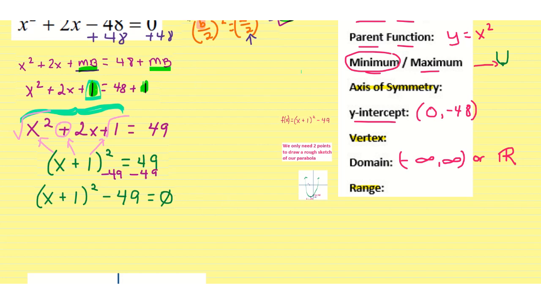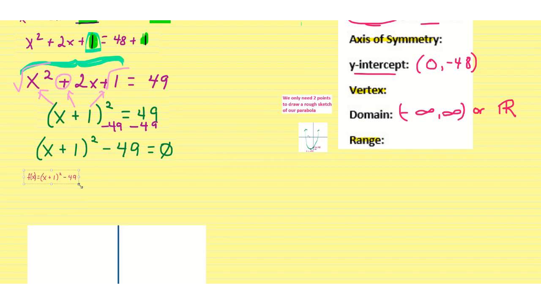This really is vertex form, but we've got a formal way to write it, and I think it's really important that we understand how to formally write our vertex form. So this is the way it's going to look. We're going to put an f of x in it. Instead of saying x plus 1 in parentheses squared minus 49 is equal to 0, my formal writing of the vertex form is going to be f of x is equal to x plus 1 in parentheses squared minus 49. So this will be my formal vertex form.